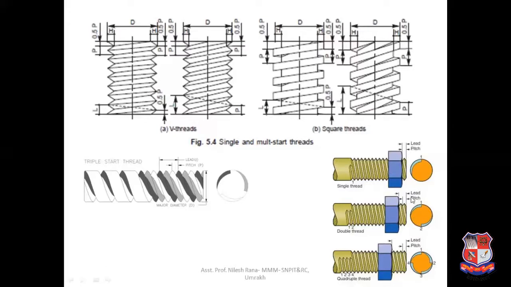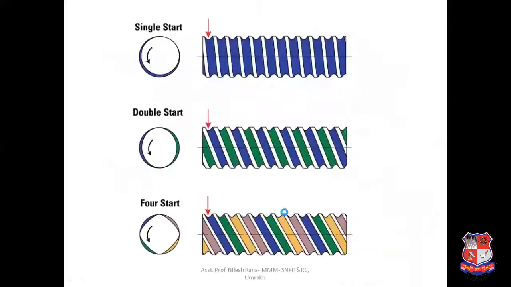then the nut will travel the pitch dimension, which means 5 mm. In this case, it will travel 10 mm. In this case, it will travel 20 mm. So this is called the single start thread and multiple start thread. Now you can see the demonstration of the single start, double start, and four start.